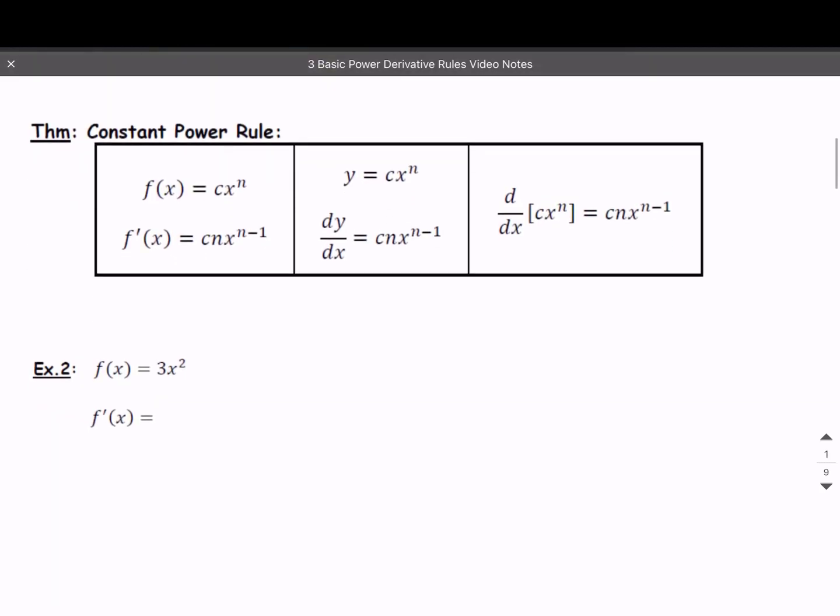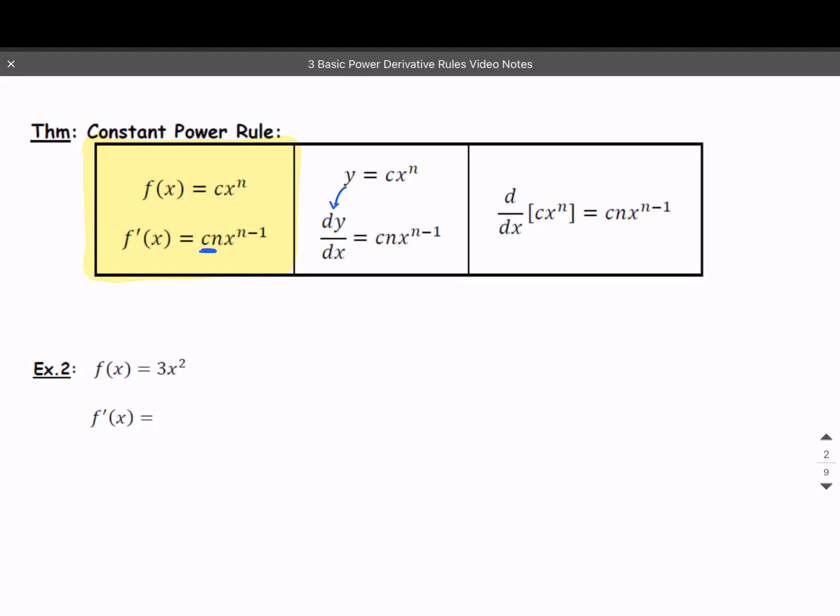The next rule is the constant power rule. So again, we really just need this first box. I'm giving you the 3 notations because it really depends on what textbook you're using and your professor, which notation you're going to see in future calculus classes, okay? Now, the constant power rule says if there's a number in front of the x that's raised to an exponent, you're just going to multiply that number by the exponent, and you're still going to decrease the exponent by 1. And if the name of the function is y, then its derivative is dy dx.